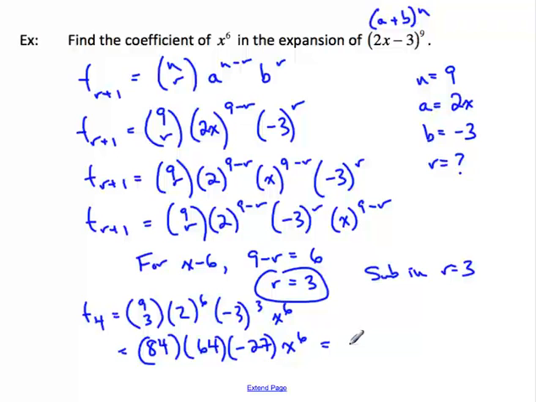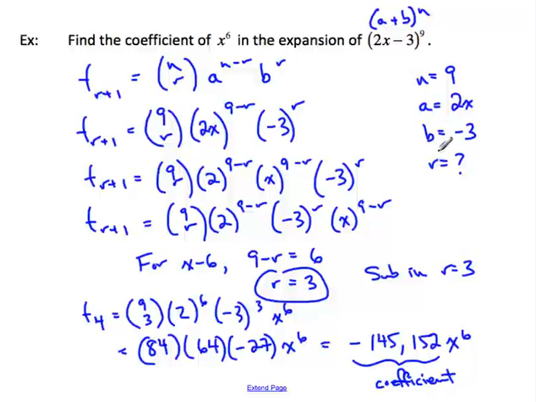Multiplying all of those together, I get negative 145,152 x to the power of 6. So this part here is the answer to the question, because that is the coefficient of x to the power of 6. So the process we used was we wrote out the general term, the formula that any term in the expansion will have to fit. We filled in what we knew, which was n, a, and b, and then we simplified, bringing all the numbers to the left-hand side, the x to the right-hand side, and we knew that that exponent had to be equal to 6. We worked it out and then plugged it back in.